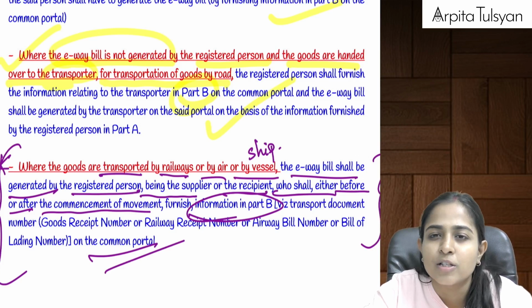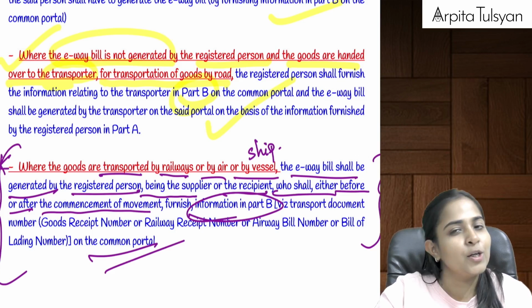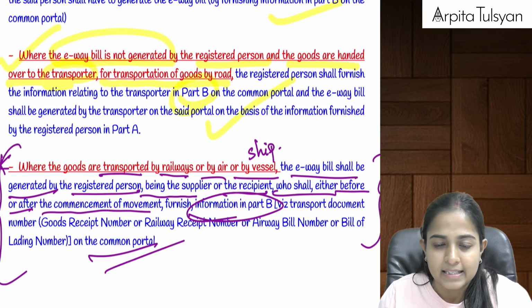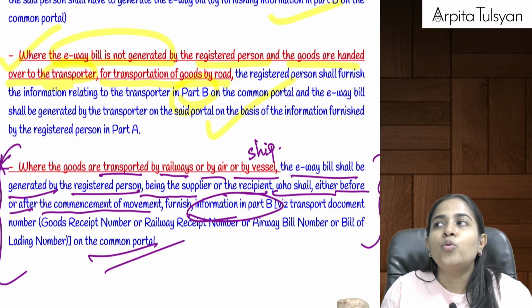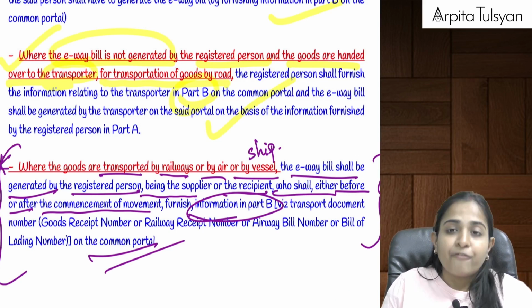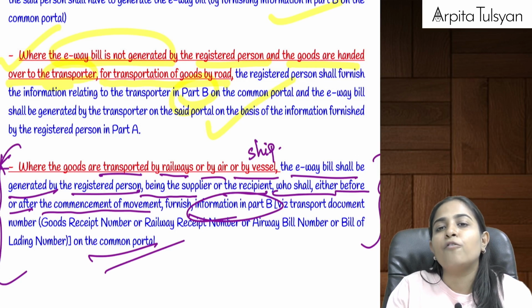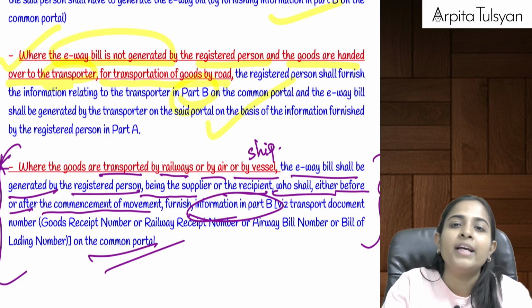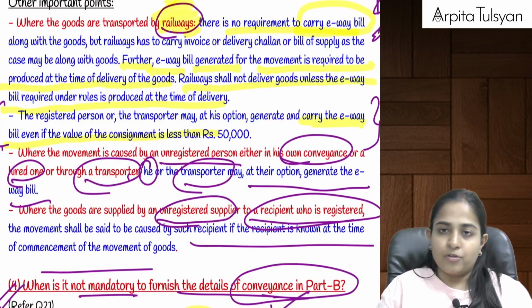Railway will not do this for you. Airlines will not do this for you. Shipping company will not do this for you. You only have to do it in these three cases. The next exception is that it is not mandatory to issue or generate an e-way bill before the commencement of movement of goods. It can be done before the commencement of movement of goods, or it can be done during the movement of the goods.